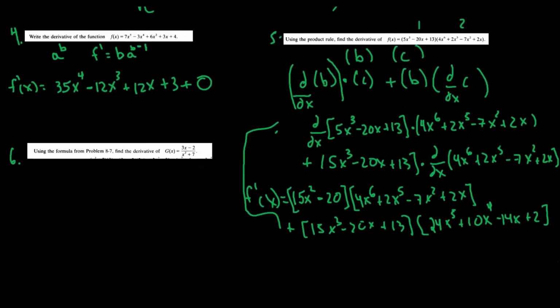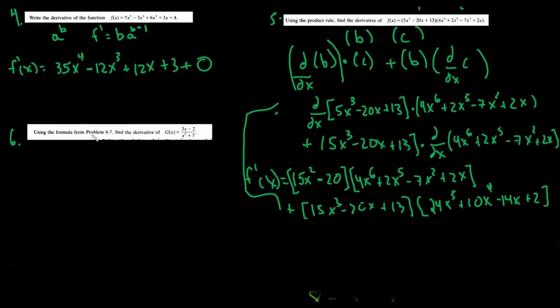So the next one says to use the formula from problem 7. Ignore that. Just find the derivative of g(x) equals 3x minus 2 over x^2 plus 7. The point here is to show you that we're going to use the quotient rule. The quotient rule is that if you have two things being divided by each other, like in our problem, let's call this f of x, whatever. The derivative of f of x is going to follow.